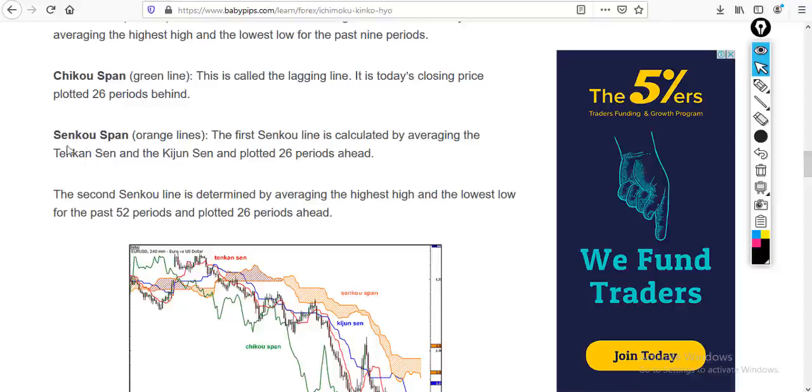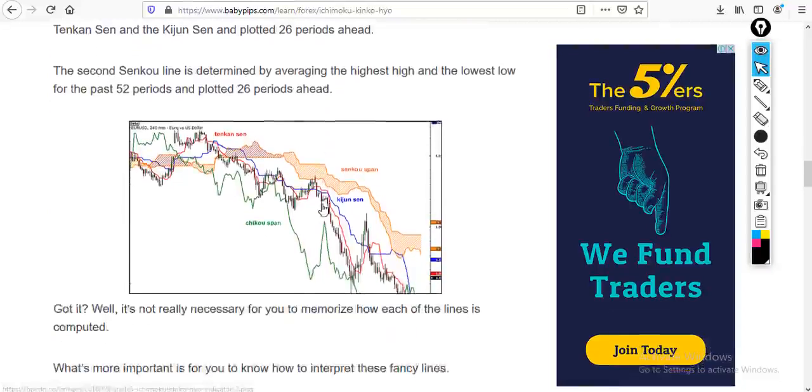Then the Senkou Span, the orange line: the first Senkou line is calculated by averaging the Tenkan Sen and the Kijun Sen and plotted 26 periods ahead. The second Senkou line is determined by averaging the highest high and the lowest low for the past 52 periods and plotted 26 periods ahead.